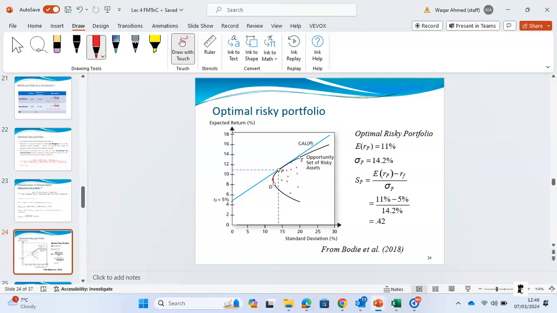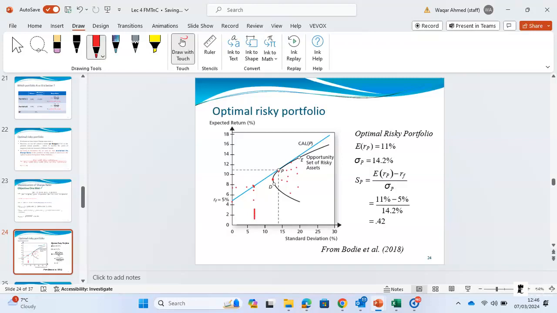But you can create a combination of these two as well. You don't really have to put all of your money in the risky portfolio, or you don't have to put all of it in the risk-free asset. So you can put some of the money in the risk-free asset and some of the money in the risky asset. So let's say you choose to put 50% in the risk-free asset and 50% in the risky portfolio, you will be somewhere in the middle of this line, right? And in this case, your expected return will be around this much, and the risk of this portfolio will be around this much, right?